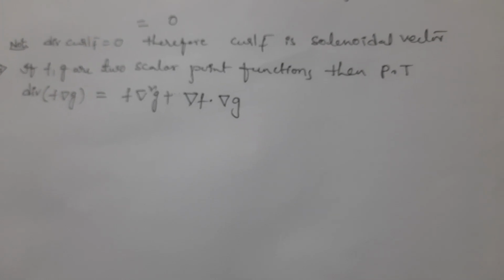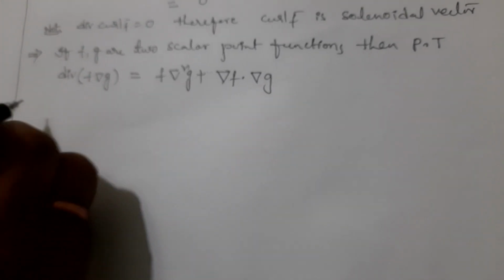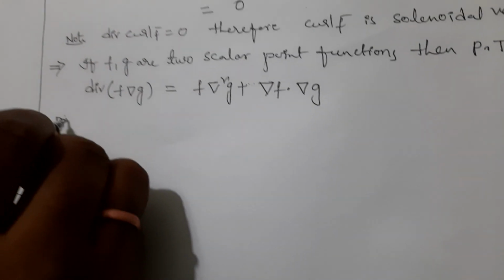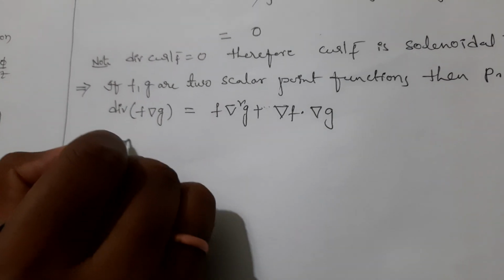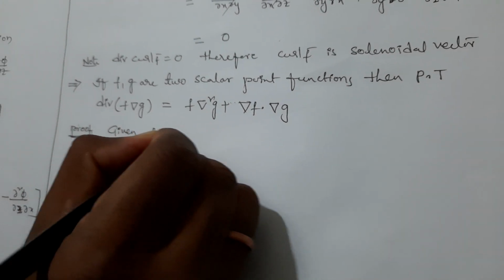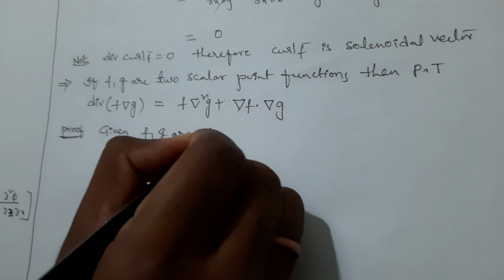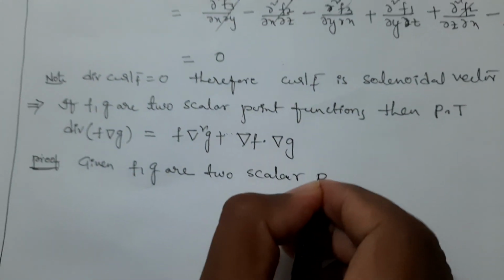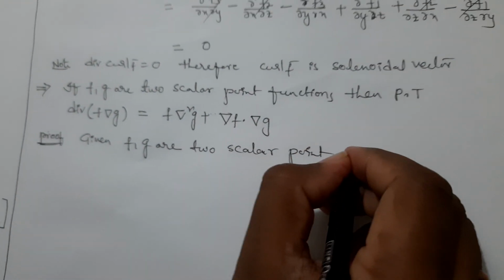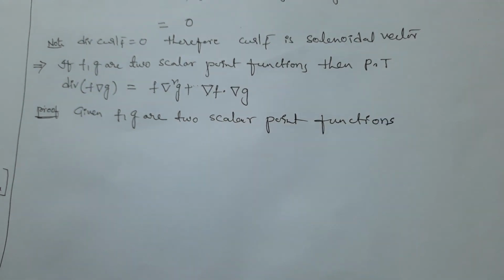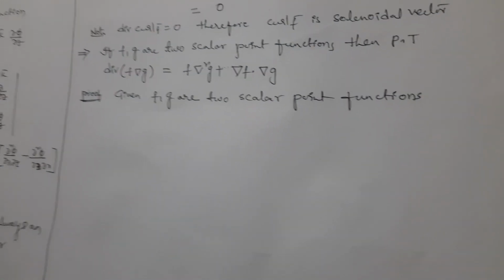First find del g value. A solution, a proof. Given f comma g are two scalar point functions, first find del g.